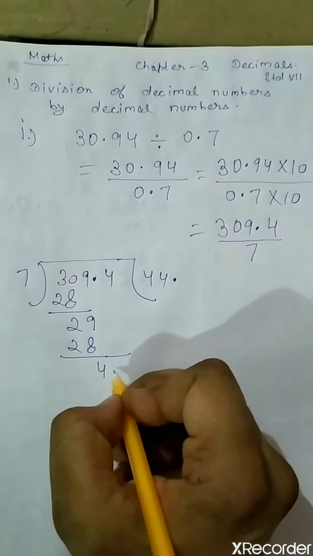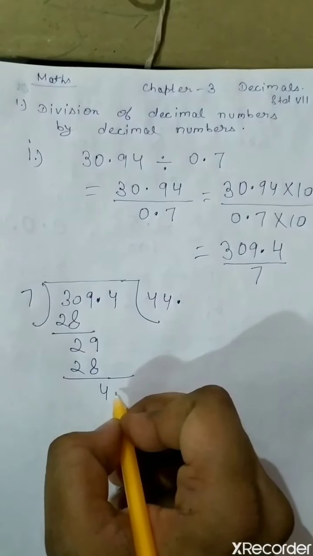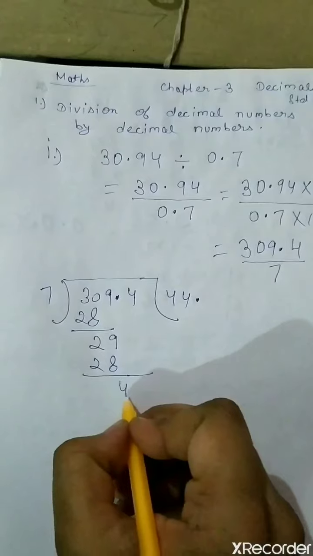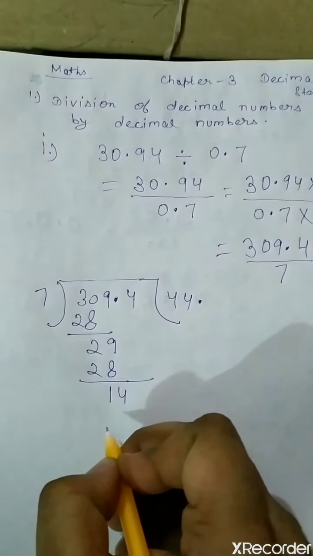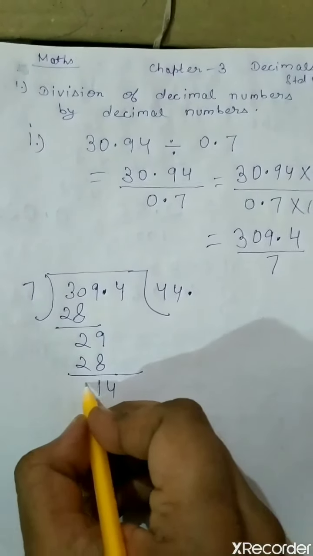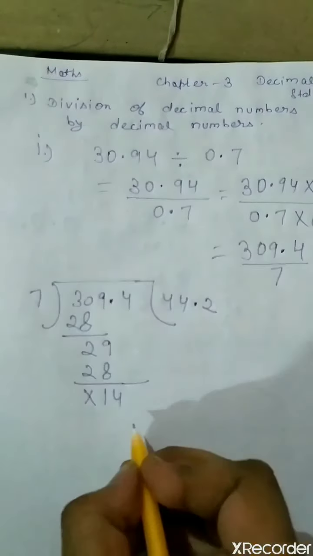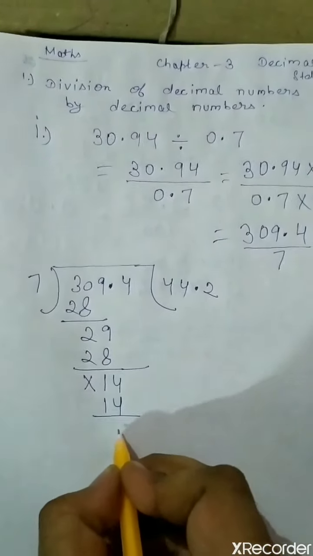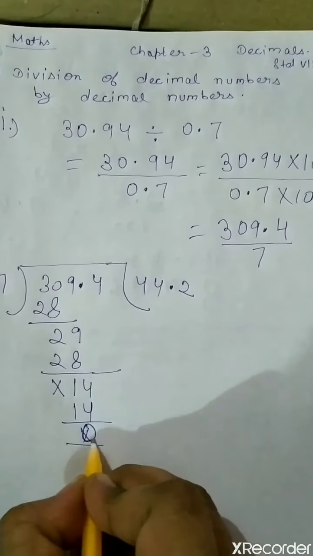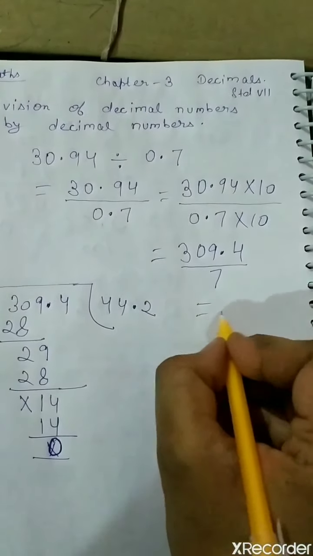And 4 is less than 7. Here one remainder is also there, and now this 4 will come here. 29 minus 28 is 1. This 2 and 2 you will cut. Now this 4 has come downside. Now 7 into 2 times, this 14 is divisible. That means the remainder will come 0 here. Then your answer will be 44.2.